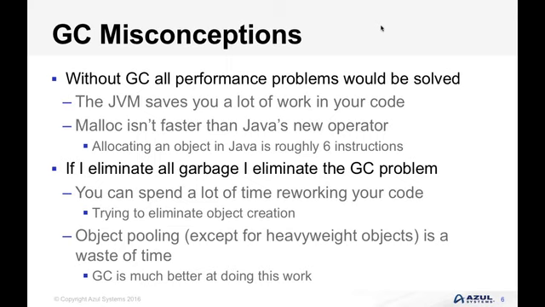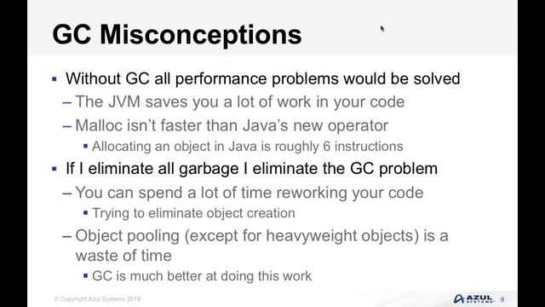People often, to do that, use object pooling. And object pooling, from an advice point of view, is that unless you're using heavyweight objects that take a long time to create, a long time to tear down, things like threads, things like SQL connections, then object pooling is a waste of time. Having an object pool of strings, having an object pool of integers doesn't make any difference.